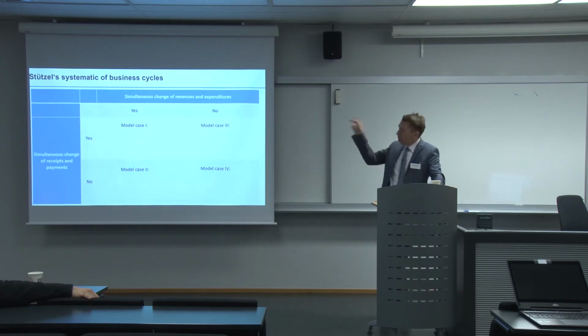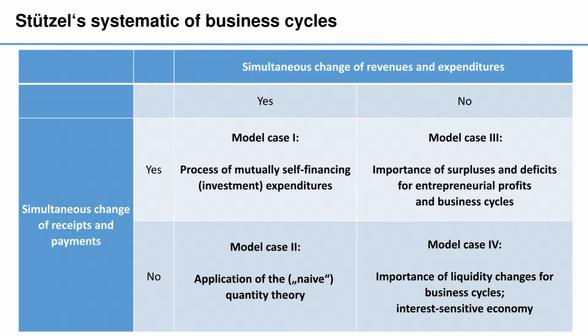And his four model cases, you see here, leave room for different business cycle theories that can be more easily compared with one another if one structures them according to Stützel's systematic. So he sketches 4 model cases of business cycles depending whether they are characterized by a lockstep or simultaneous behavior of revenues and expenditures and or a simultaneous change of payments and receipts. And now you can draw this table.